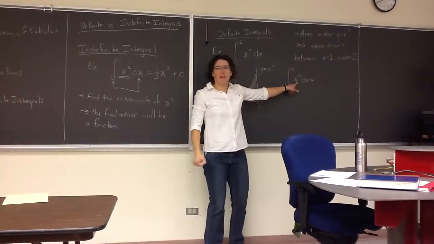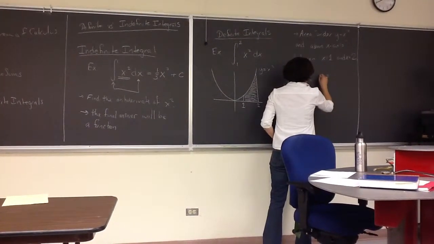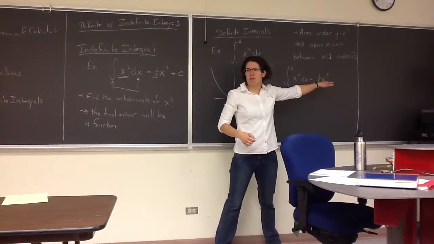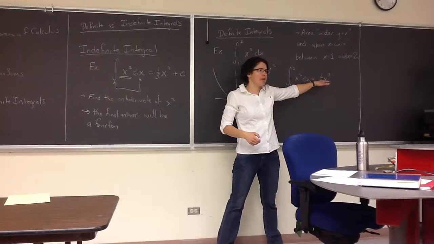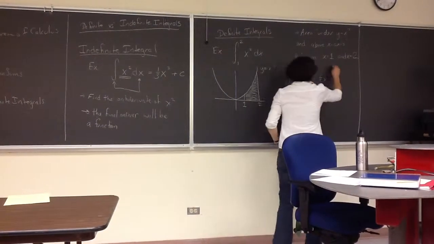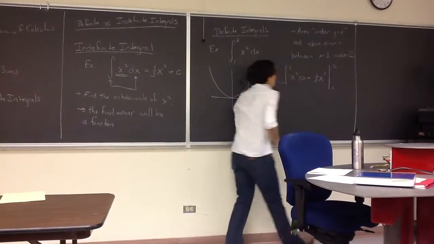Well, first thing I do is find the antiderivative of this function in the middle. So I add 1 to the power, and I divide by that new power. I can throw on the plus c, but with the definite integrals, that plus c is going to end up canceling, so I don't have to worry about it with the definite integrals. But now I want to evaluate this, 1/3 x cubed, between 1 and 2.